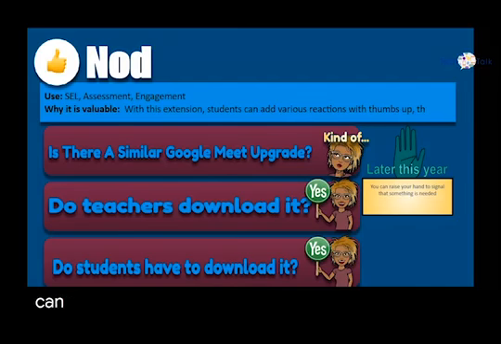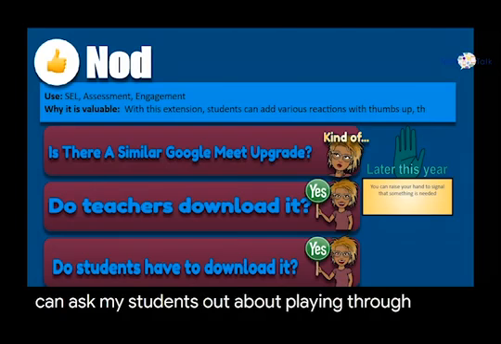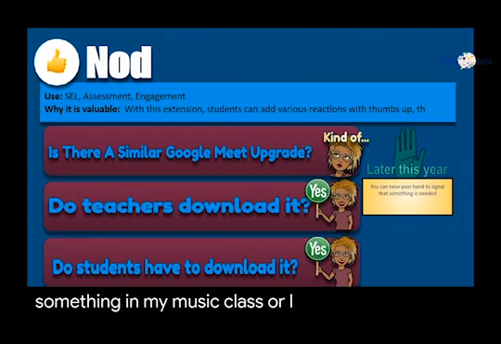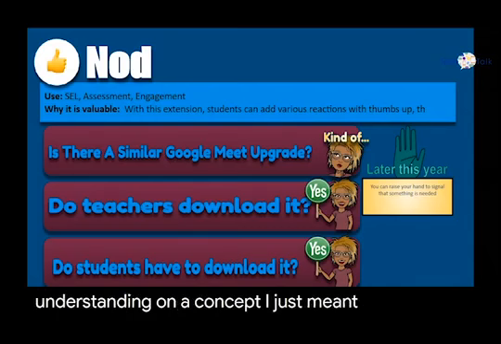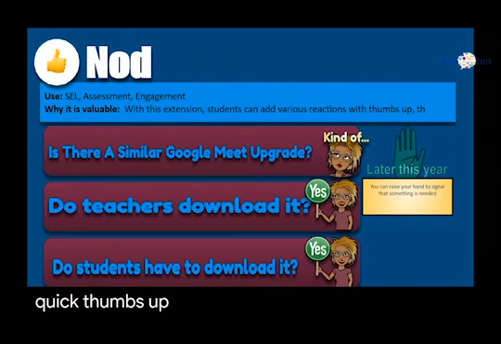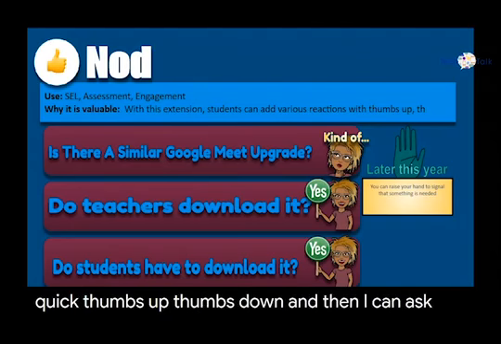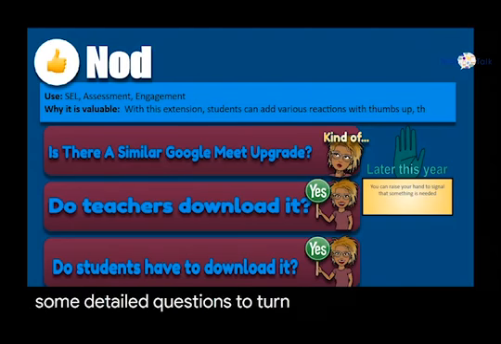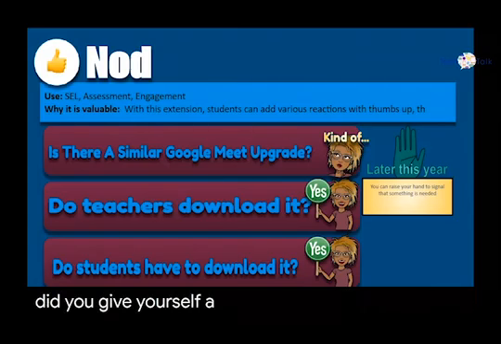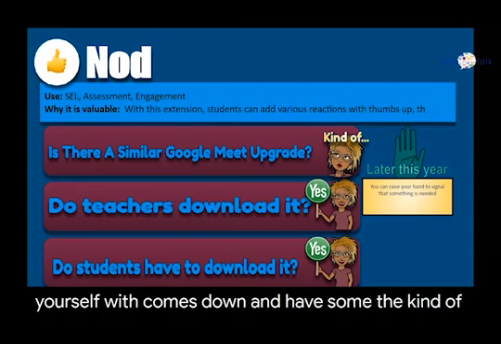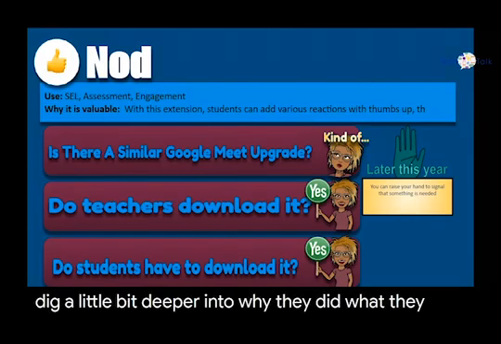So I could ask my students about how they felt about playing through something in my music class, or I could gauge their understanding on a concept that I just mentioned with a quick thumbs up and thumbs down. And then I could ask some detailed questions to certain students. So why did you give yourself a thumbs up? Why did you give yourself a thumbs down? And ask them to kind of dig a little bit deeper into why they did what they did.